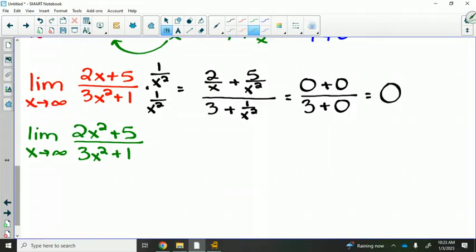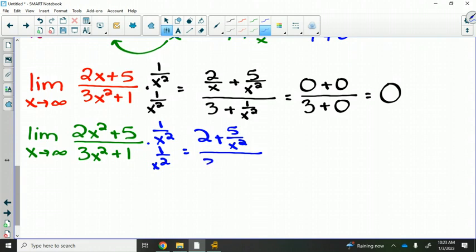Okay, out of all those 4 degrees, or 4 terms, what's our highest degree? Yeah, so we're going to multiply by 1 over x squared, top and bottom. We'll get 2 plus 5 over x squared. In the denominator, we'll get 3 plus 1 over x squared. And we know we're in good shape because they're all either constants or that special fraction.